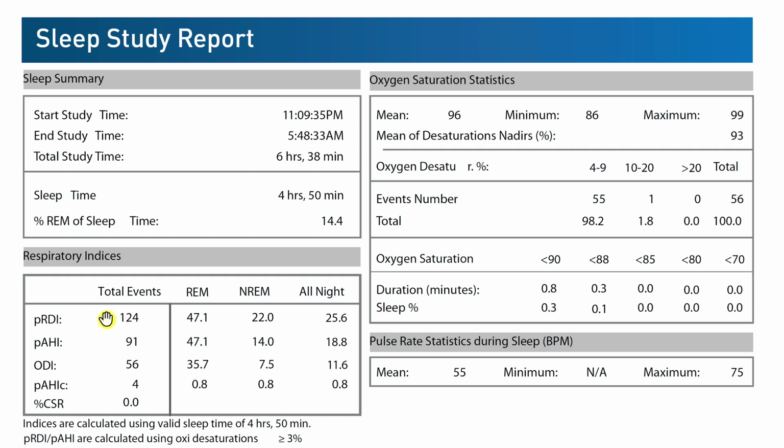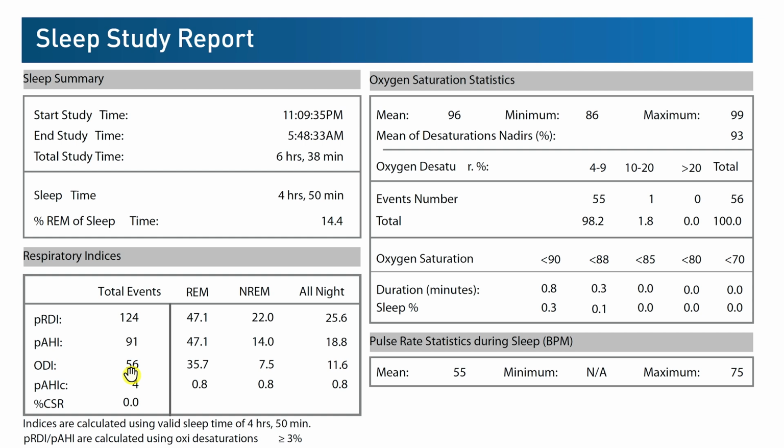And we know that because just below the table, you can see that it says indices are calculated using valid sleep time of 4 hours and 50 minutes. So 91 then is the total number of events which fall under the AHI definition. 56 is the total number of events which fall under the ODI definition.